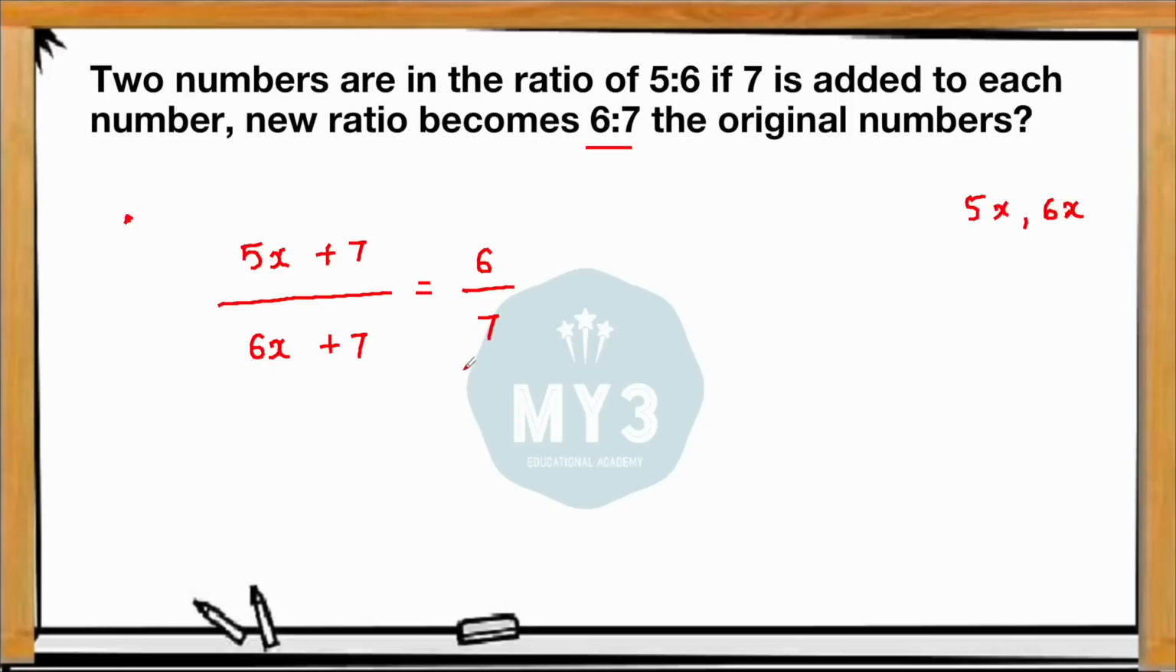So you can further simplify this just by doing the cross multiplication. 7 times 5 is going to be 35x, plus 7 into 7, 49, must be equal to 6 into 6, 36x, plus 7 into 6, 42. Just do the cross multiplication. So you can further simplify. The x value you will be getting is 7.